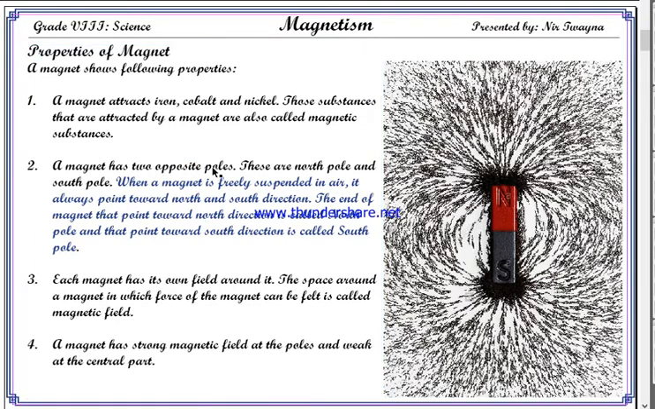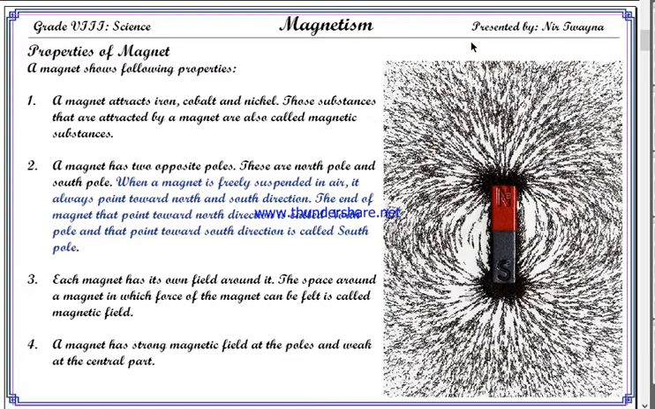A magnet always has two opposite poles, and these opposite poles are known as north pole and south pole. Even in this diagram you can see N stands for north pole, S stands for south pole. And where do these poles come from? Well, if you suspend a magnet, suspend means hang, so that it can freely rotate, then it always comes to rest pointing to a fixed direction. It always comes to rest pointing to north and south direction.